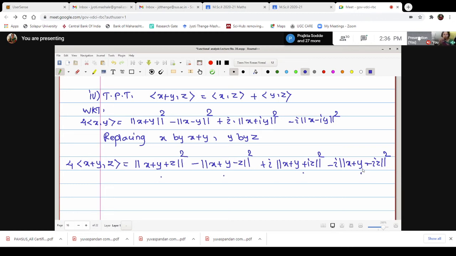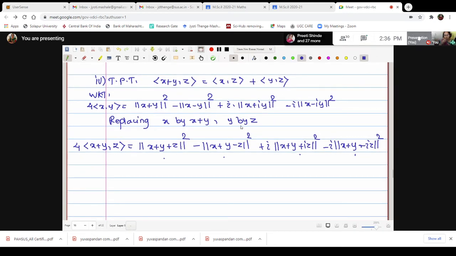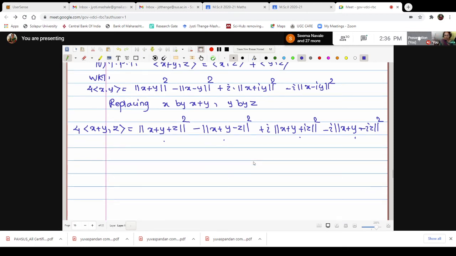Now in order to find out the values of these 4 norms and to prove it is equal to inner product of x with z and inner product of y with z, we will try to use the assumption, that is the parallelogram law. Therefore in order to write the parallelogram law, we want 2 vectors. So we will try to construct this first norm with the help of the parallelogram law. But here to use the parallelogram law we want 2 vectors.